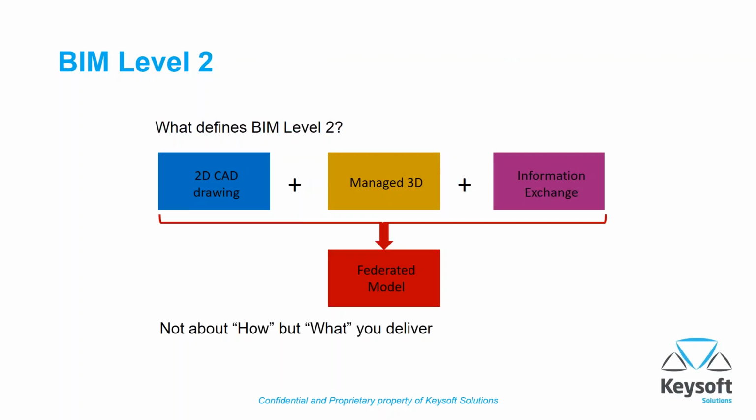So right now we're level 2. What is level 2? It's 2D CAD drawings, which we already have. We have managed 3D, in the cases where it makes sense to have 3D. There's no point in doing 3D if there's not a good reason. If it's just for visualization, just for the client to understand, that's one thing. If it's needed for the asset managers or the contractors, that's another thing. But not every project might need that level of detail. And then information exchange. That's really the part that most firms are missing, is how to exchange data into that federated model that's updated on a scheduled basis.